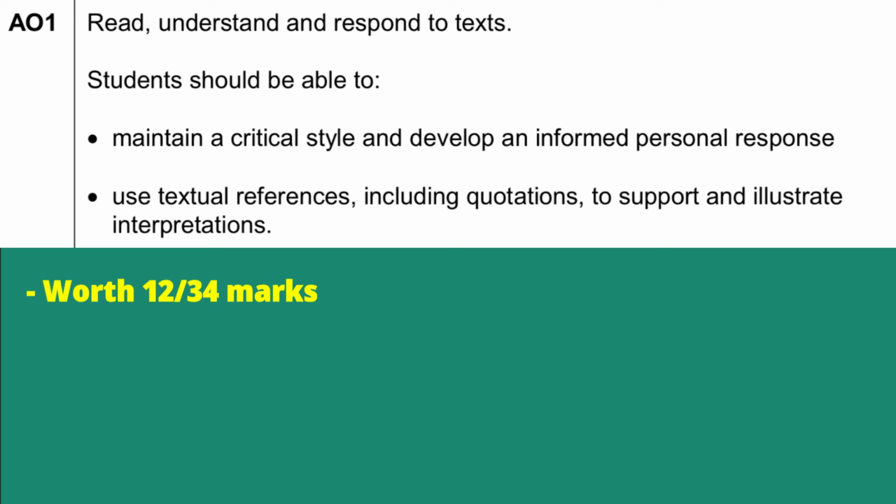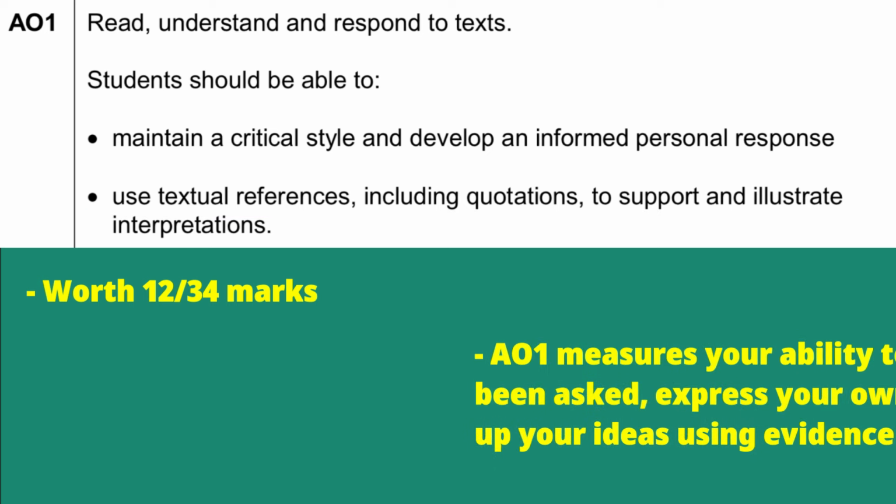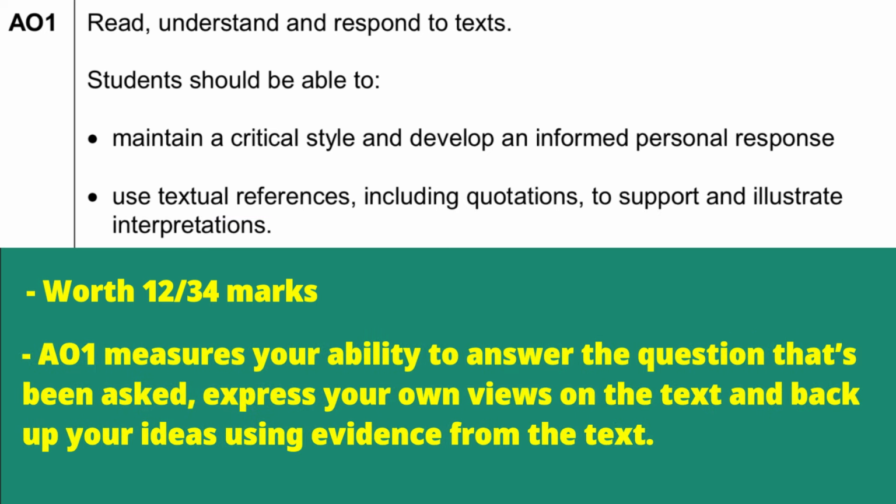Here's the criteria in detail. Read, understand, and respond to texts. Students should be able to maintain a critical style and develop an informed personal response. Use textual references, including quotations, to support and illustrate interpretations. It measures your ability to answer the question that's been asked, express your own views on the text, and back up your ideas using evidence from the text. This could be direct quotations, paraphrase, or knowledge of the plot, etc.